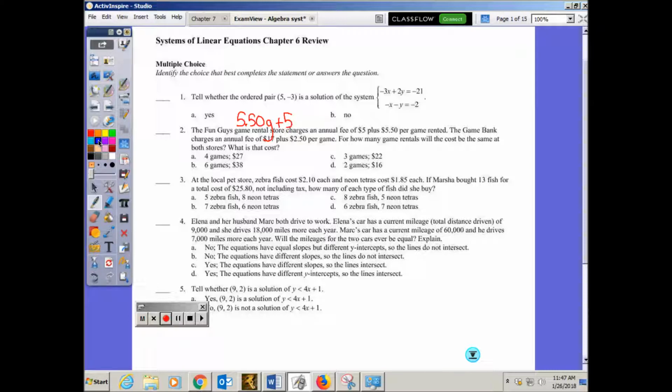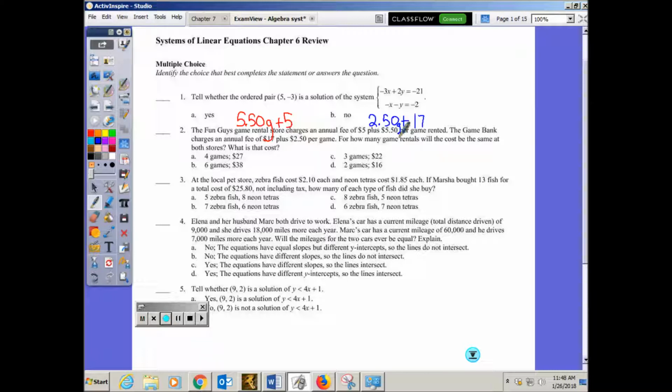The Game Bank is another company. They only charge how much per game? $2.50 per game. But they have a higher annual fee. I have to pay more money. I have to pay $17 to join them. In this case, we want to know when will the cost of games be the same here as here. There should be a G.